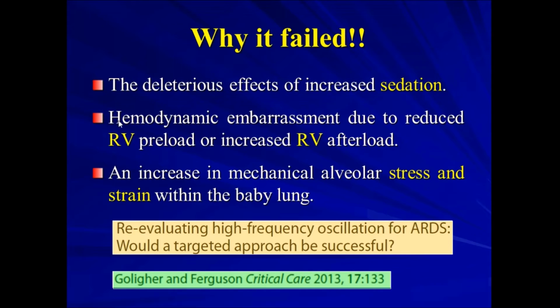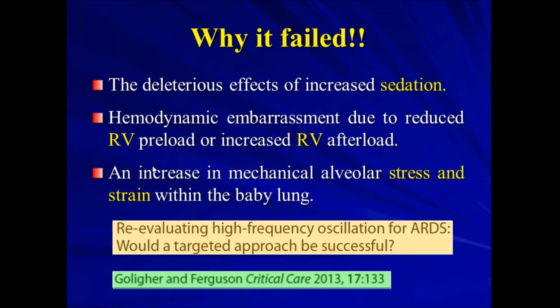The other more important theory is the hemodynamic embarrassment due to reduced right ventricular preload or increased right ventricular afterload. It is well known that positive pressure ventilation will decrease preload, and in these 2 trials the mean airway pressure was really high. In the OSCILLATE trial it was around 30, the mean airway pressure. In the OSCAR trial it was around 26. It was 31 in the OSCILLATE and 26 in the OSCAR trial. The other also important factor is the right ventricular afterload. Also positive pressure ventilation will increase the right ventricular afterload, and this is an important factor.